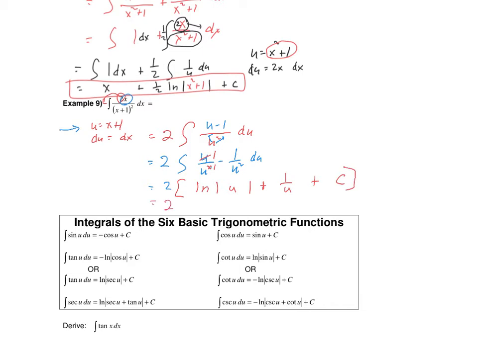Okay, so now then let's back substitute. So I've got 2 natural log of my u, which is an x plus 1, plus 2. And I just distributed the 2 that was outside the bracket. I didn't want to write the bracket. I didn't want to lose it. Over my x plus 1 plus my c.